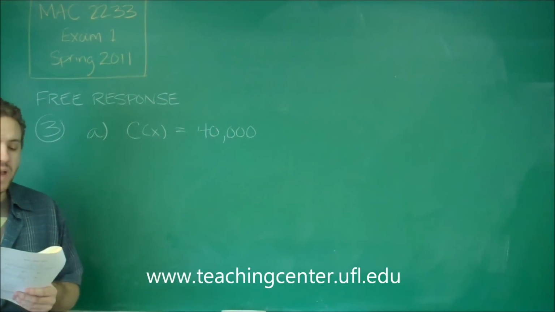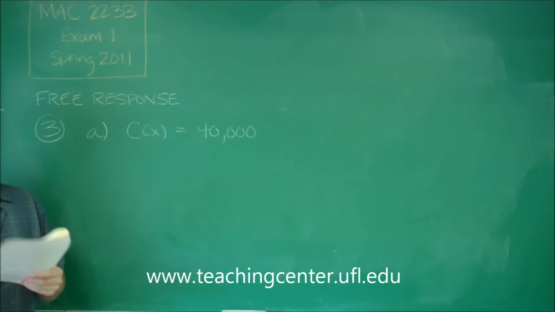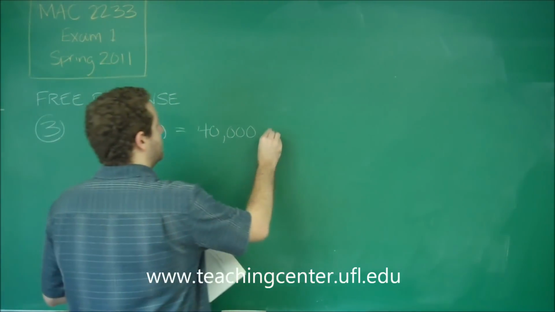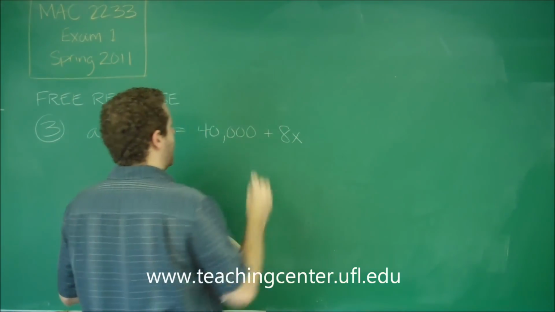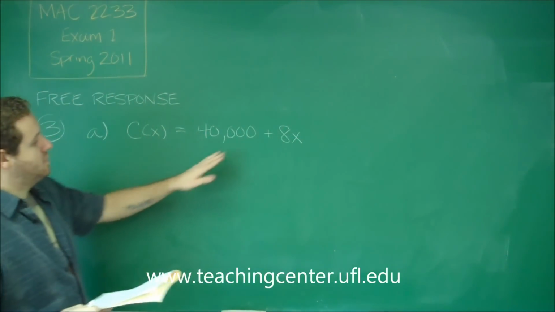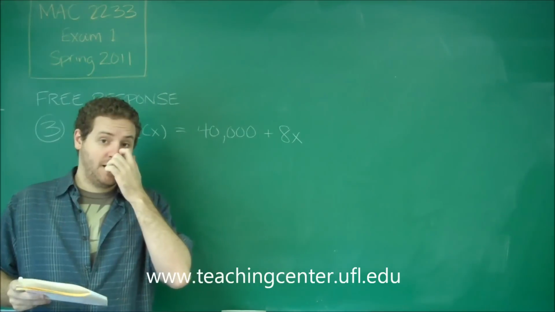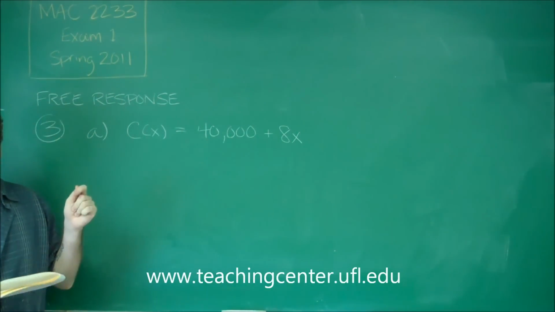And it costs you $8 production per each unit. So that tells you we have a plus 8x term. So 40,000 plus 8 times every unit you made is your total cost function.